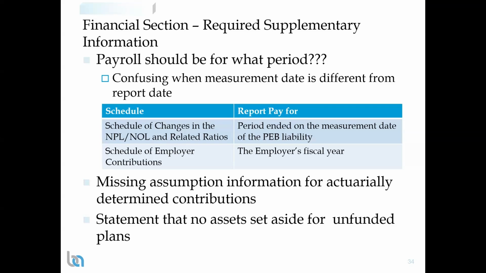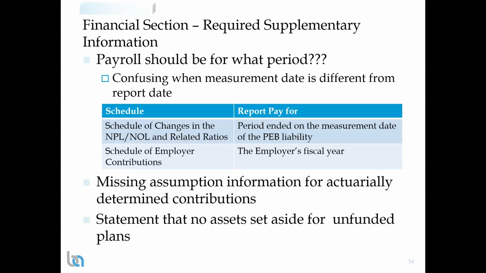All right, I guess another issue is the measurement period. If you have a lag between your measurement date and your report date, then which payroll do you want to report? Do you want to report the one relating to the measurement period, or the payroll relating to the reporting period? So some schedules show information that relates to the reporting period, such as your contributions compared to your actually required or contractually required contributions. Those would be reported with the payroll relating to that reporting period.